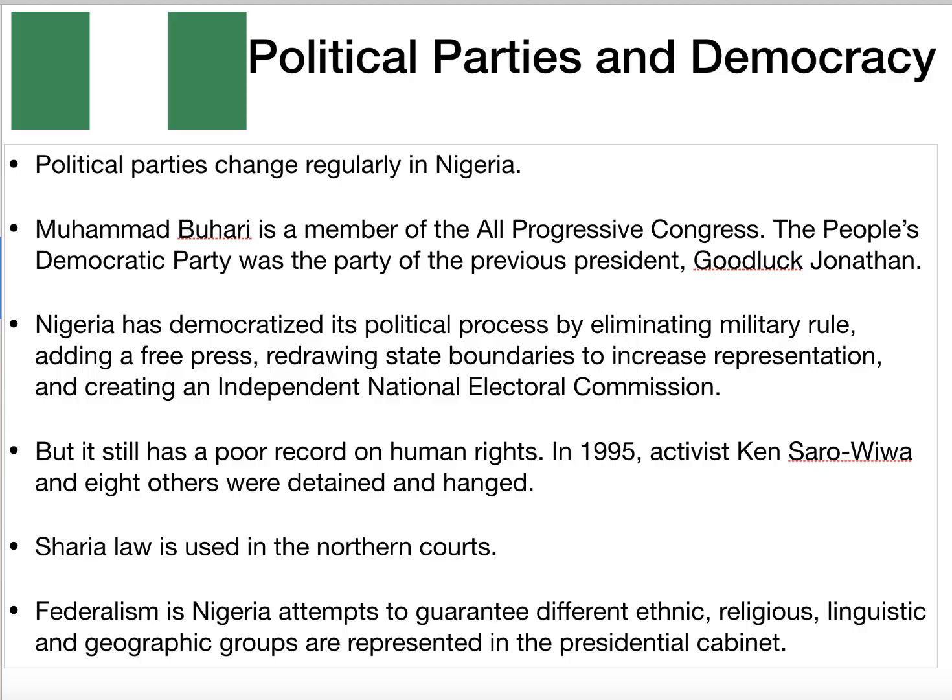And like I said, Nigeria does have a federalist system, but the local powers are not anywhere near as strong as they are on the central level. They do try to give each group representation, though, in the cabinet. So they are making efforts.